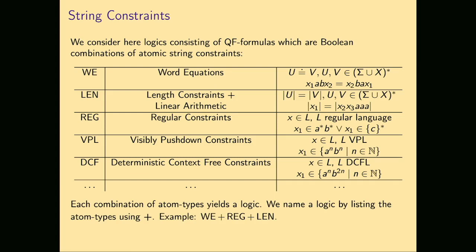And in general, when I combine atoms of different types to get a formula, I will simply use a plus. So for instance, if I have something like WE plus reg plus len, this means that I will use word equations as atoms, regular membership constraints, and length constraints. We will see more examples in a second.